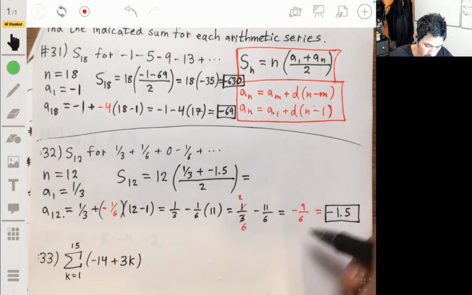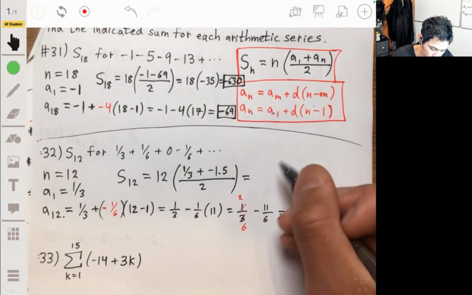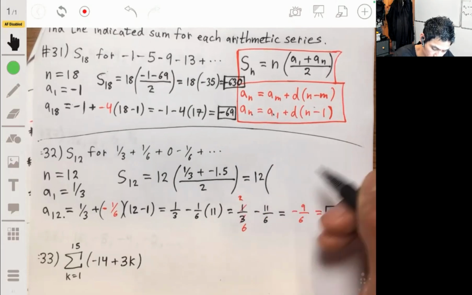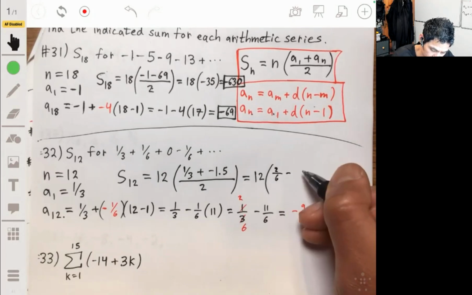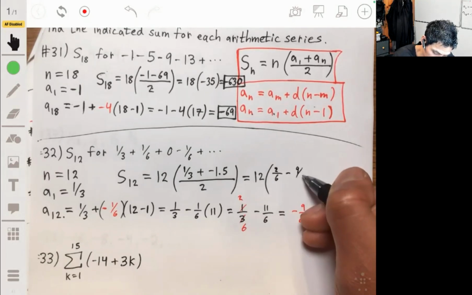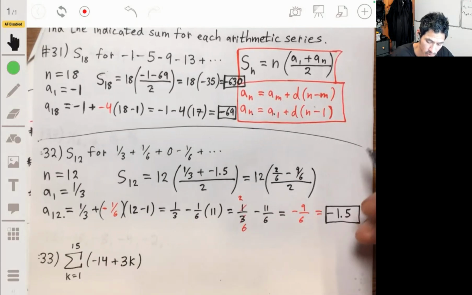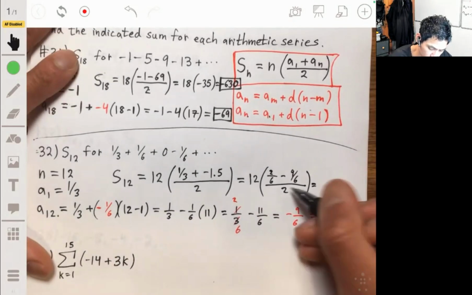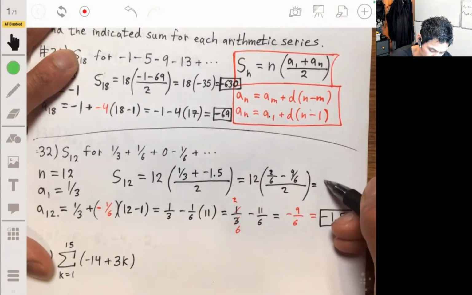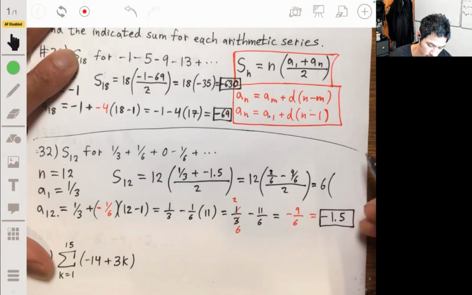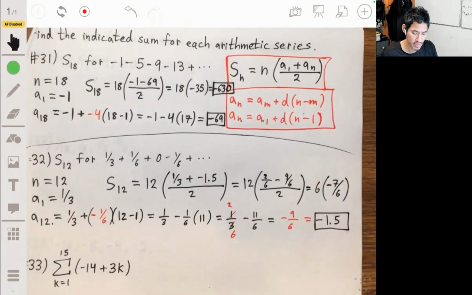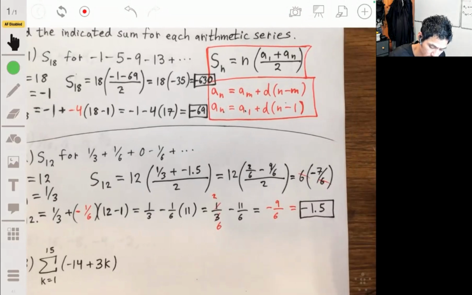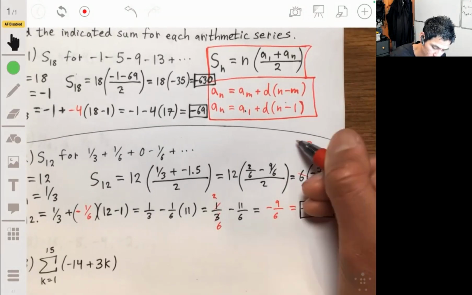Combining these, I guess we can go back to the sixths because it'll make the math a little easier, because we'll get 12 times 2/6 minus 9/6, all over 2. Factoring out, 12 over 6 is just 6, so this becomes 6 times 2/6 minus 9/6, so times the -7/6. And these 6 cancel, and you'll end up with just -7. Wow, all works out pretty nicely.